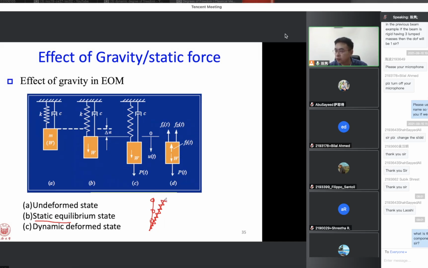So if you also understand here, usually for design purposes, we worry about maximum displacement or maximum deformation. Okay, so this one is the static one. And this one is the total one, which is the static one plus the dynamic one. Okay, so we'll first calculate this. So this is easy because this is a static problem.